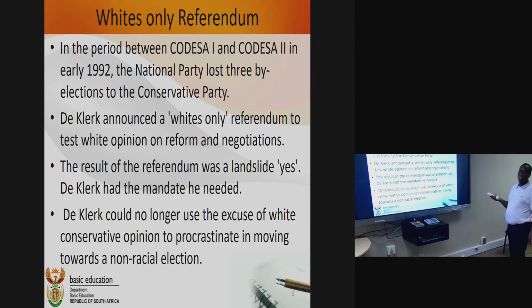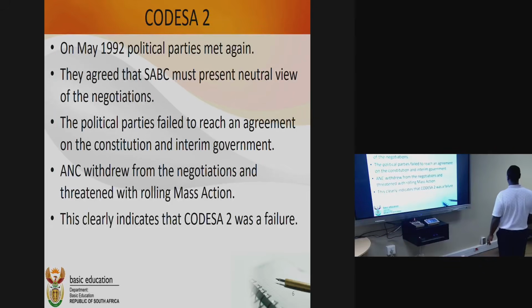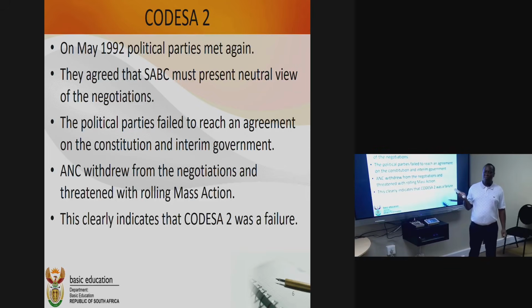On the whites-only referendum, what was the voting outcome? Then you must indicate that the majority agreed that de Klerk must continue with the negotiations. On CODESA II, you must indicate that it was a failure because political parties failed to reach an agreement on the constitution as well as on the interim government.